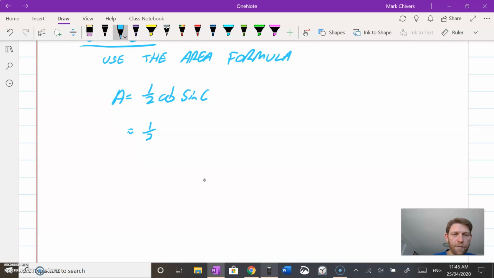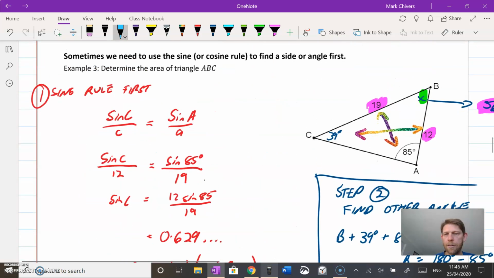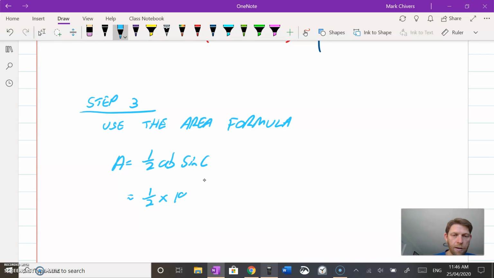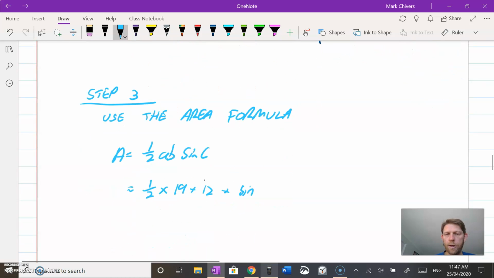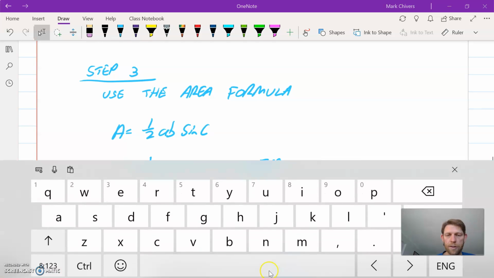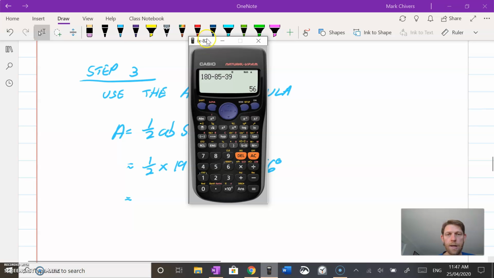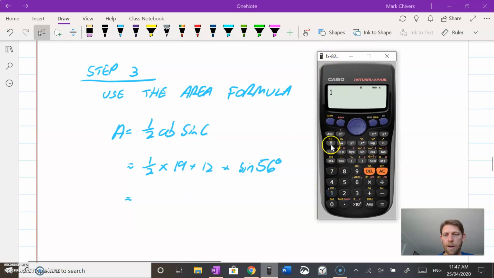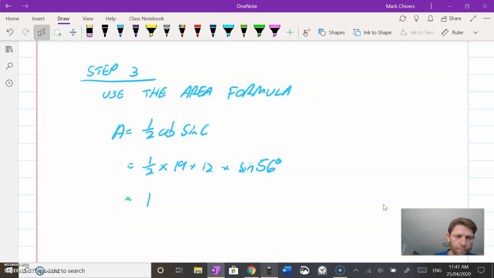So that's going to be a half times what were our A and B lengths, 19 and 12. Once again, it doesn't matter which order I put those in. It could be 12 times 19, it wouldn't matter. And our angle we worked out was 56 degrees, so sine 56 degrees. Once again, we're now at the stage where I can just plug all of that into my calculator and get myself an answer. So a half times 19 times 12 times sine 56, close my brackets, and there we go. So 44 point, we'll call that 44.8.